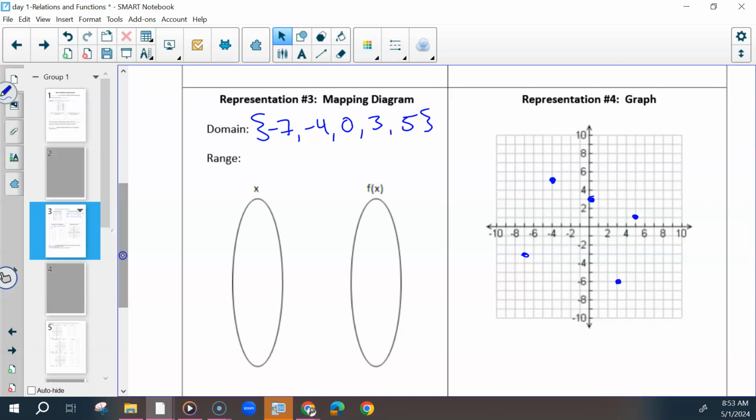And then for the range, you're going to do the same thing, least to greatest, starting at -6, -3, 1, 3, and 5. Then you're going to take those numbers and you're going to write it in these ovals. Domain is your x's, so write it in that one. f(x) is the same thing as y, so write those in there vertically in order.